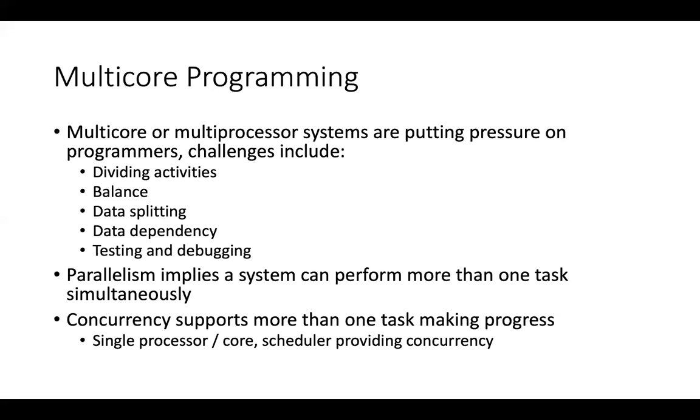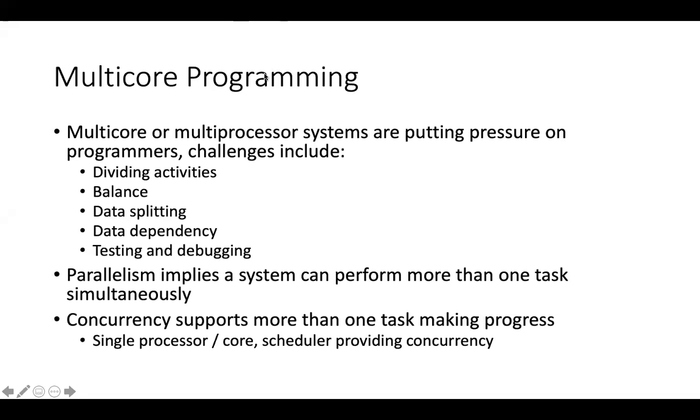processors. And so we have parallelism, which implies a system that can perform more than one task simultaneously. And then we have concurrency, which supports more than one task making progress. So parallelism implies performing more than one task simultaneously, and concurrency supports more than one task making progress. So for concurrency, you actually have a single processor or a single core, and you have a scheduler that will provide the concurrency.